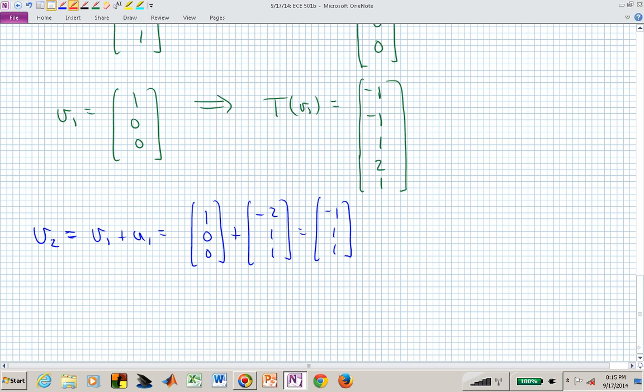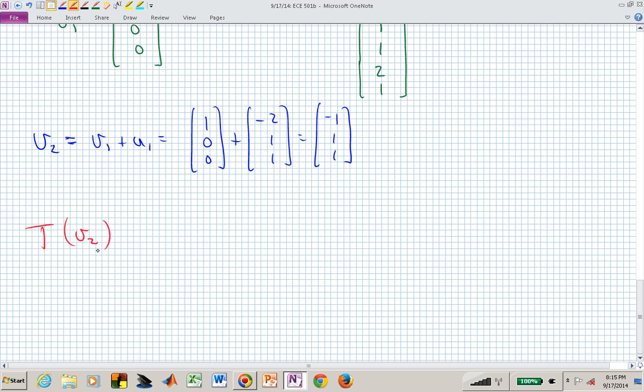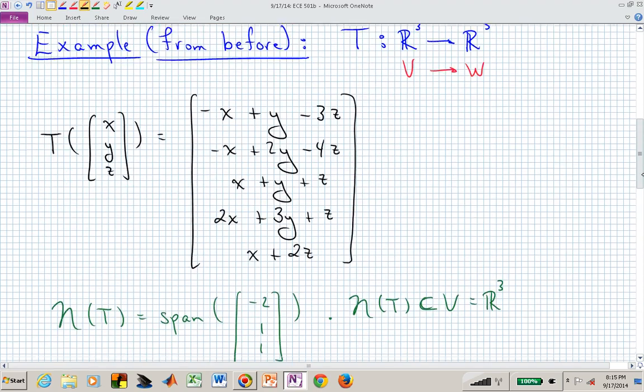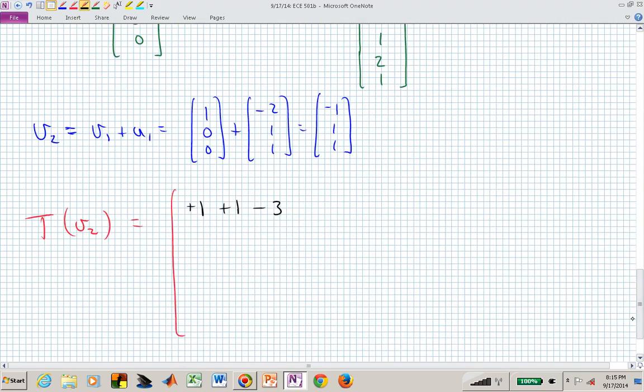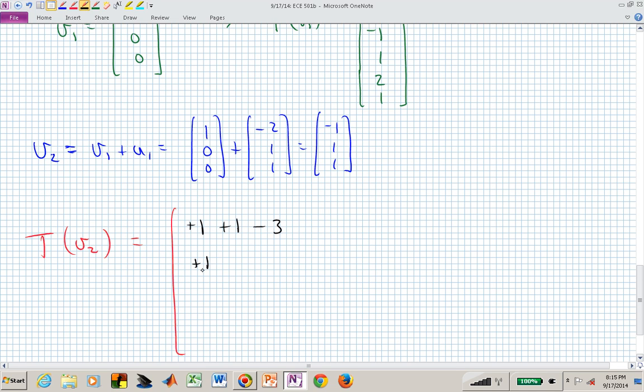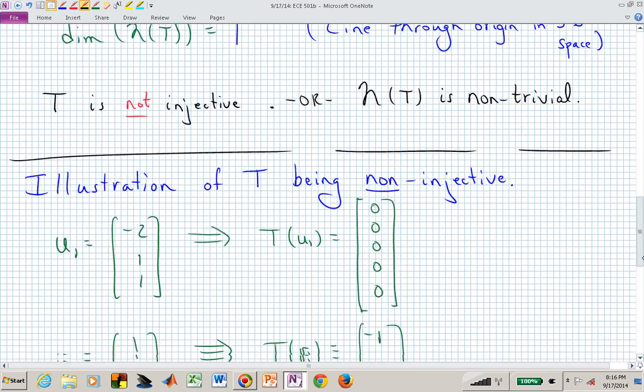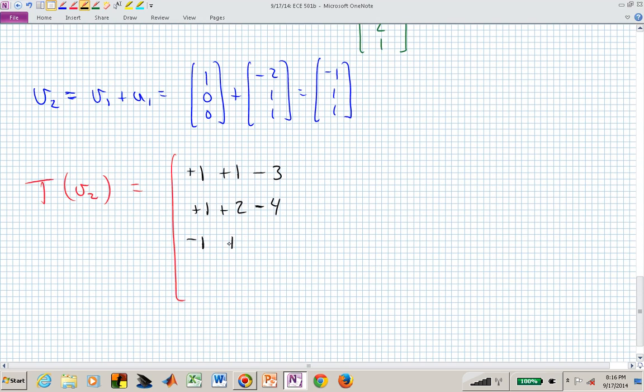Now if we operate on V sub 2 with T, we're taking minus 1 wherever x was, 1 wherever y was, and 1 wherever z was. In the top row, we have plus 1 and minus 3. That was because we had a minus x plus y minus 3z. In the second row, we had again a minus x, but x was already minus 1, so we have a plus 1. Then we had 2y, and we had minus 4z. So that's the second row. The third row is minus 1, plus 1, plus 1. The fourth row is minus 2, plus 3, plus 1. And the last row is minus 1, plus 2.